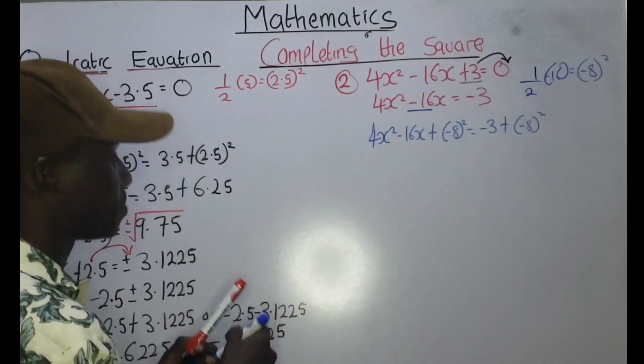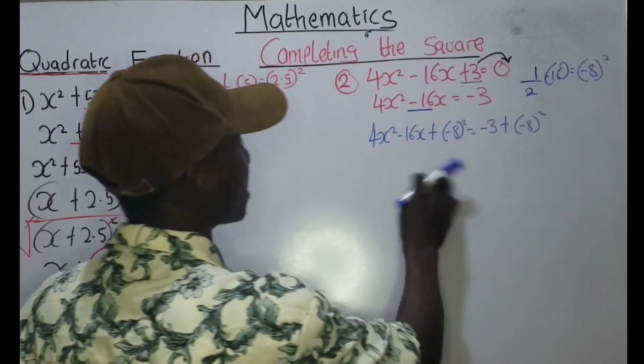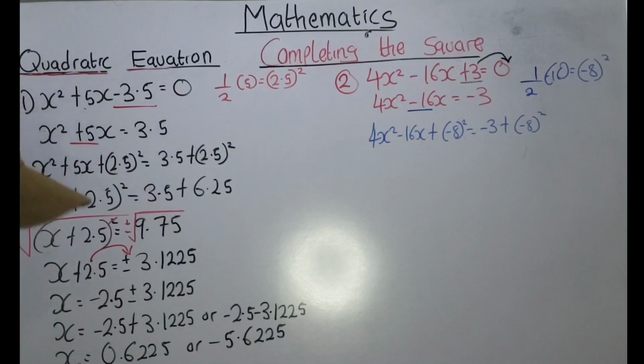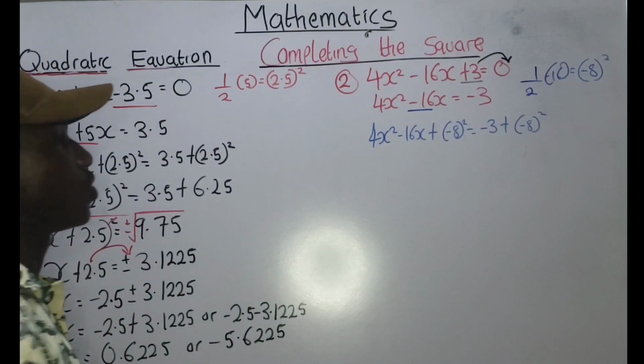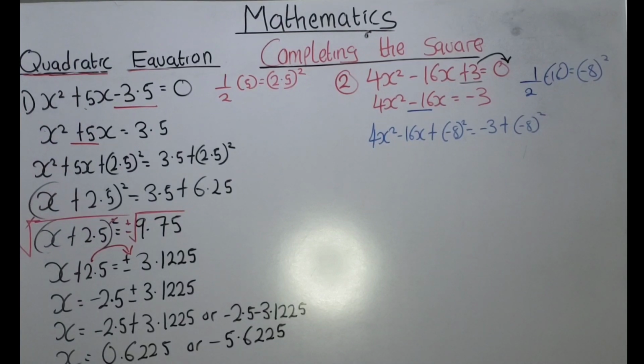Okay, from this point, I'm going to rewrite the left hand side of the equation as a perfect square. You understand? So, there is something that we are missing. Something is missing, okay?